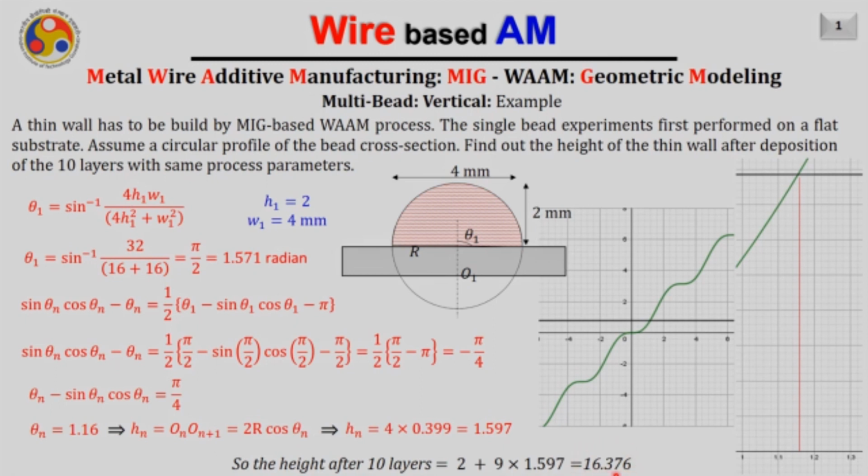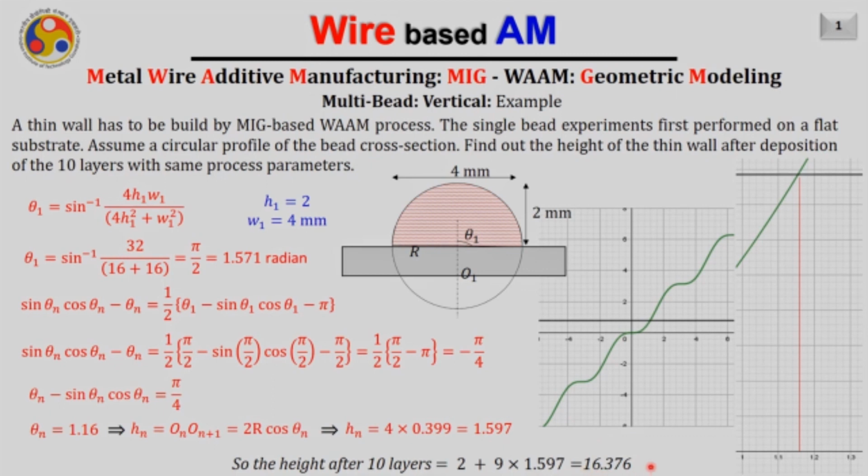16.376. It can be noticed, very interestingly, that if you do not consider the curved shape of the bead and just keep assuming that the height of the bead is always 2 mm, then your nozzle will be at 20 mm above, while the actual height of the wall will be 16.376. So you will be losing around 3.5 mm of stand off distance, and that increase in stand off distance will not give you the same mechanical or metallurgical properties of the deposited bead as when it was deposited on the flat surface, when the stand off distance was something else.